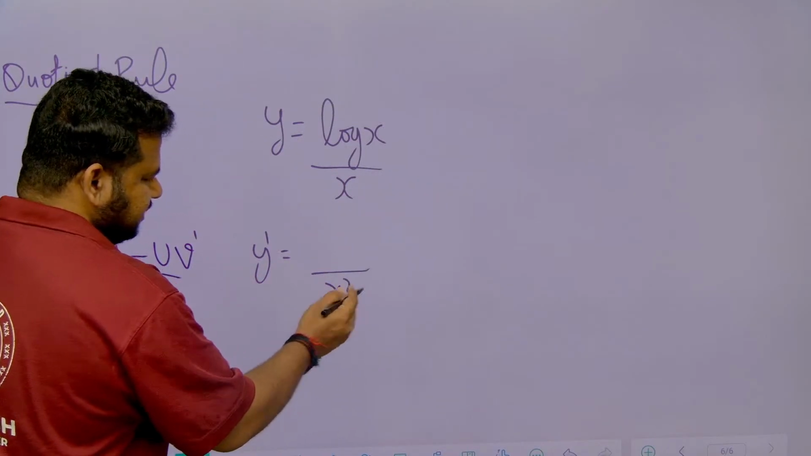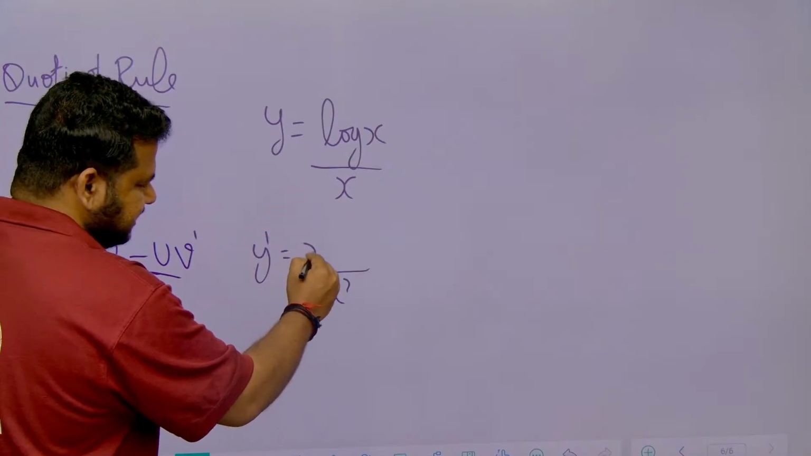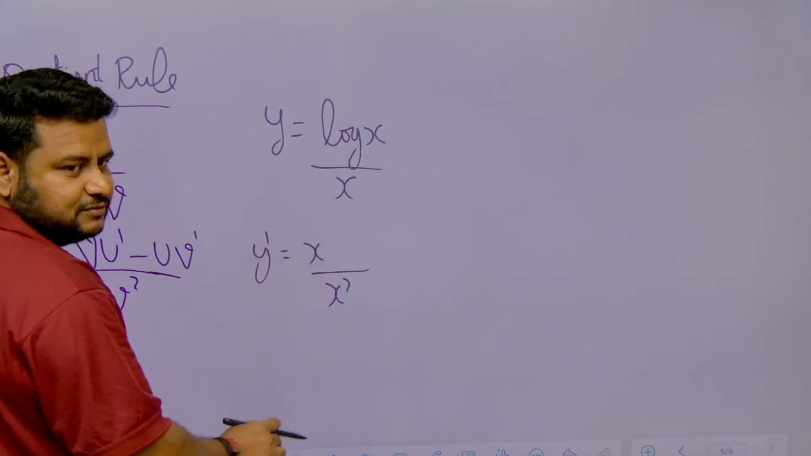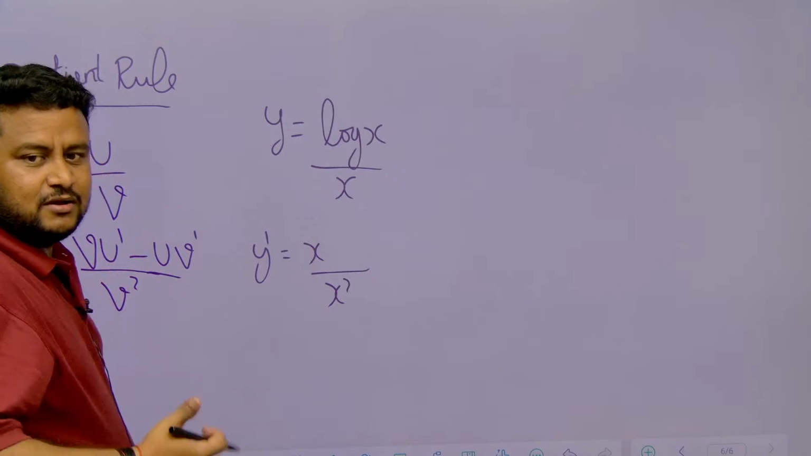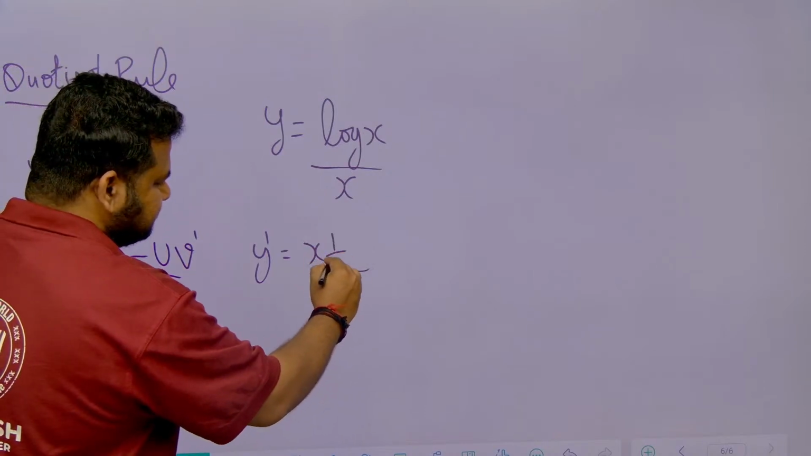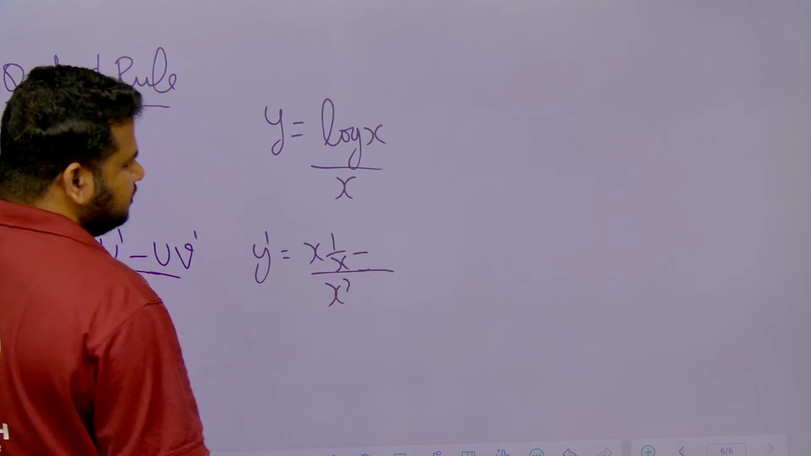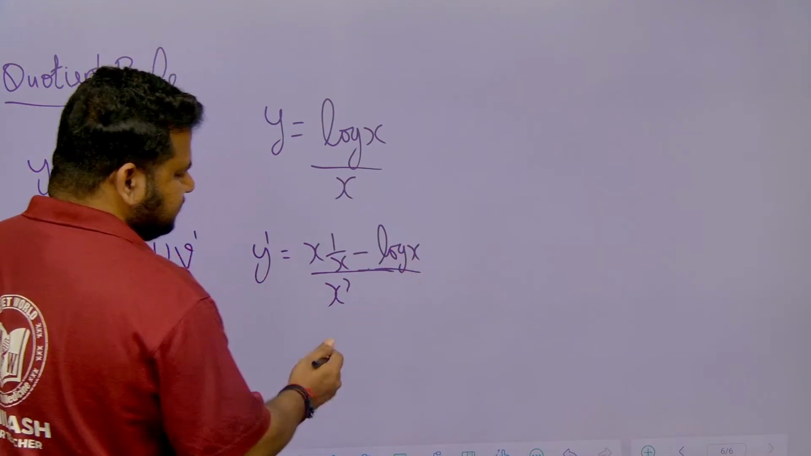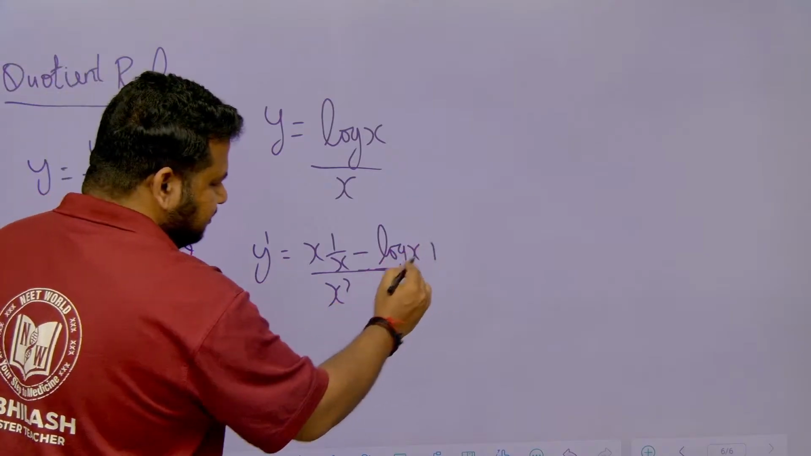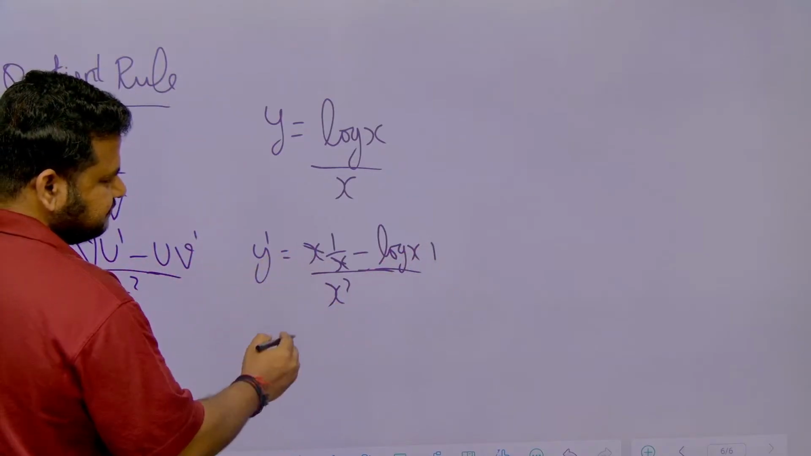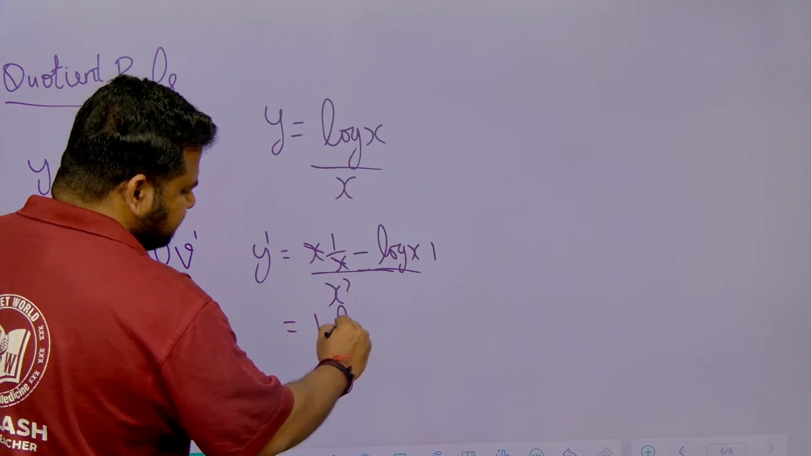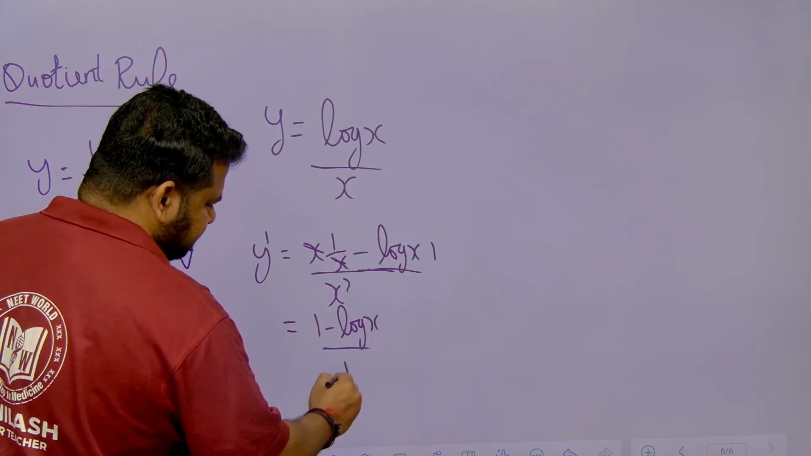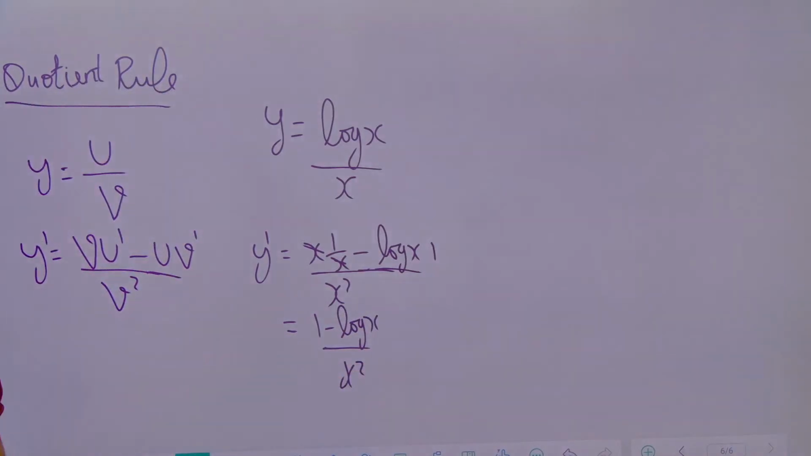After x square, take x up, keep x as it is. Differentiation of log x is 1 by x, so x into 1 by x. Then minus log x into differentiation of x, which is 1. Now x cancels, and we will have 1 minus log x by x square. That's all. Simple. 1 minus log x by x square. Clear?